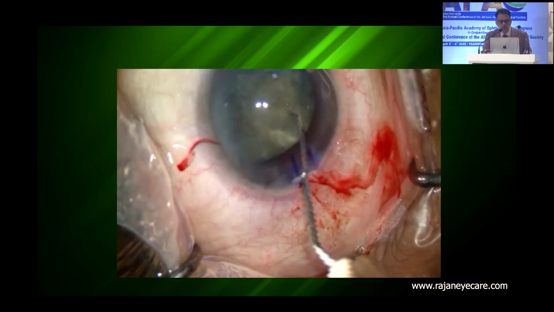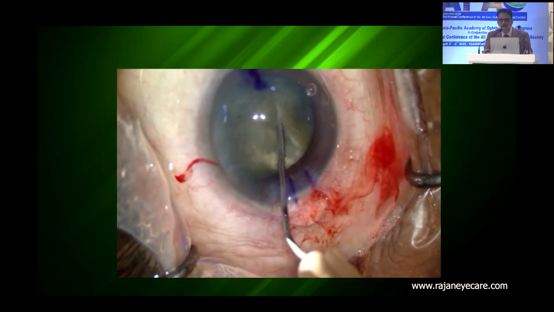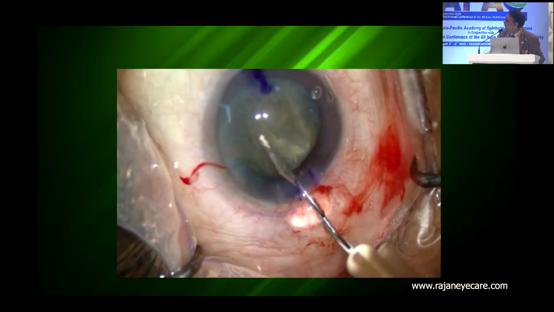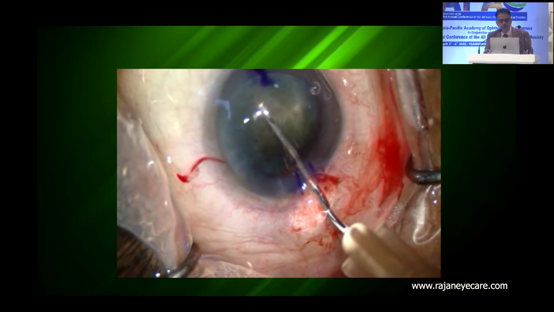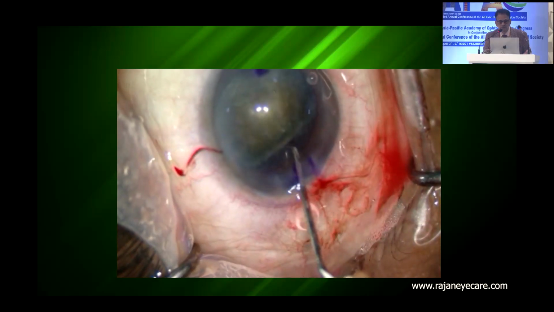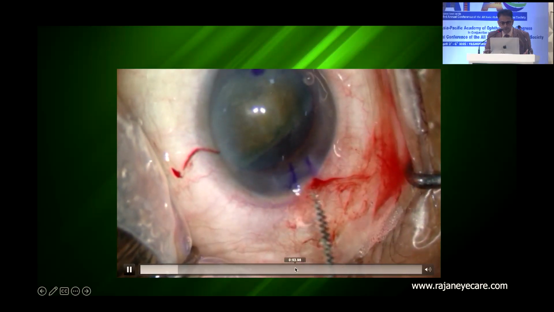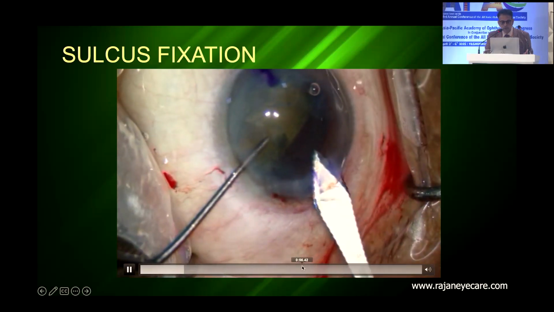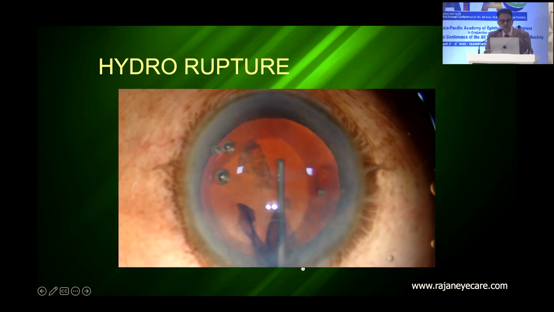This is a post-operative picture. Again you can see here, this is a patient, a gynecologist who came from Kerala, the neighboring state. She wanted a toric lens. The lens started going inside. I did an anterior assisted levitation of the lens and then went ahead and put the lens in the sulcus. So you can see here I'm putting a lens in the sulcus fixation.